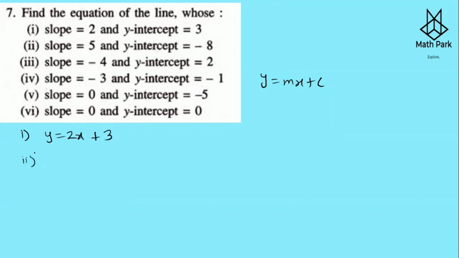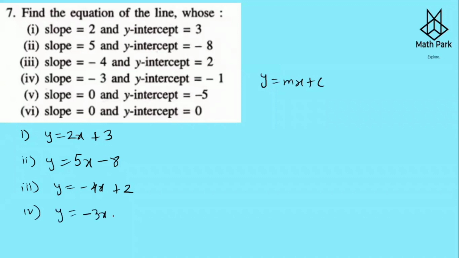Now, second one, you have slope is 5 and y-intercept is minus 8. So it is y is equal to 5x minus 8, where the coefficient of x is 5 and y-intercept is minus 8. For the third one, slope is minus 4 and y-intercept is 2. So, minus 4x. So y is equal to minus 4x plus 2. Fourth one, you have slope is minus 3 and y-intercept is minus 1. So y is equal to minus 3x minus 1 is the equation of the line.